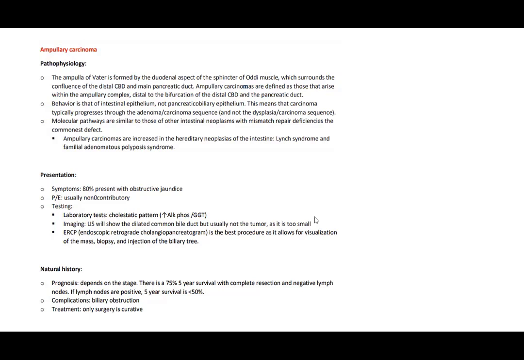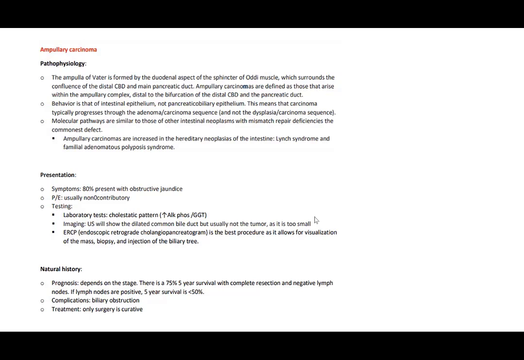The behavior is that of intestinal epithelium, not pancreatico-biliary epithelium. This means that carcinomas typically progress through the adenoma-carcinoma sequence and not the dysplasia-carcinoma sequence. The molecular pathways are similar to those of other intestinal neoplasia, with mismatch repair deficiencies the most common defect. Ampullary carcinomas are increased in the hereditary neoplasia of the intestine, so Lynch syndrome and familial adenomatous polyposis syndromes both can have ampullary carcinomas associated with them.